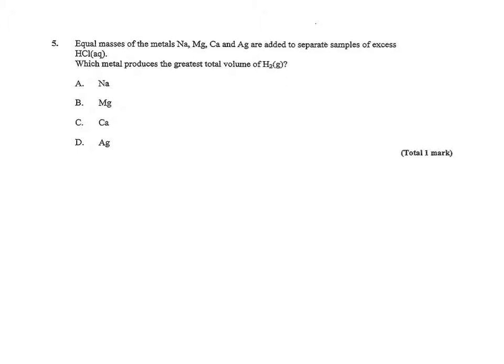Number 5, I think, is one of the more challenging questions on the test that I gave you, because it says equal masses of the metals Na, Mg, Ca, and Ag are added to separate samples of excess HCl. So the first thing you have to realize is that Na has a mass of about 23 grams per mole, Mg is 24.3, or about 24, we could probably round to. Calcium's around 40, and silver's around 108. So if you have equal masses of each, Na and Mg have more moles in equal masses than either calcium or silver.